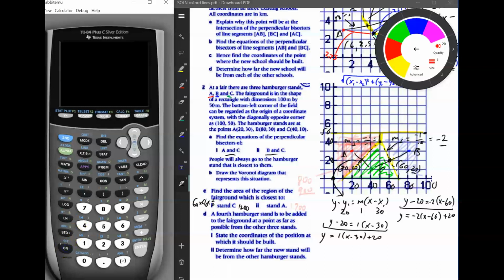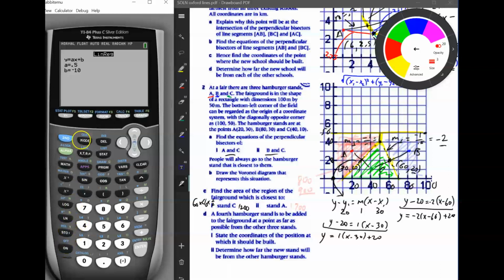Now I'm going to put both of these calculator ready functions into y equals, and then I'm going to do second calc intersect. So I don't need to put the 1 there because multiplying by 1 does nothing, right? x minus 30 parentheses plus 20. This one actually was pretty easy to simplify. It would be x minus 10, right? The other one would be negative 2 times x minus 60 parentheses plus 20. Okay, and I'm going to graph them, and I'm going to find the intersection.